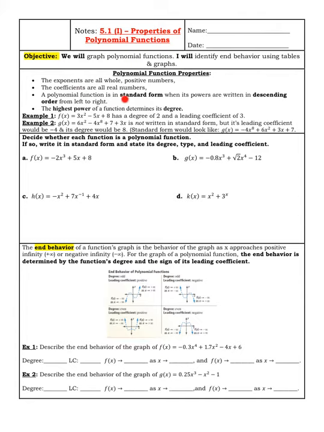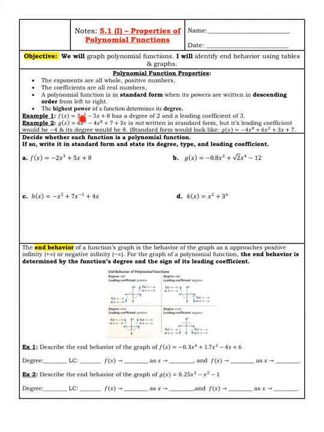And a polynomial function is in standard form when its powers are written in descending order from left to right, so they need to count down, basically. And then the highest power of a function determines its degree. So looking at example 1, I have 3x squared minus 5x plus 8. So that's going to have a degree of 2 because that's the highest power, and a leading coefficient of 3. It's just whatever goes by that power.